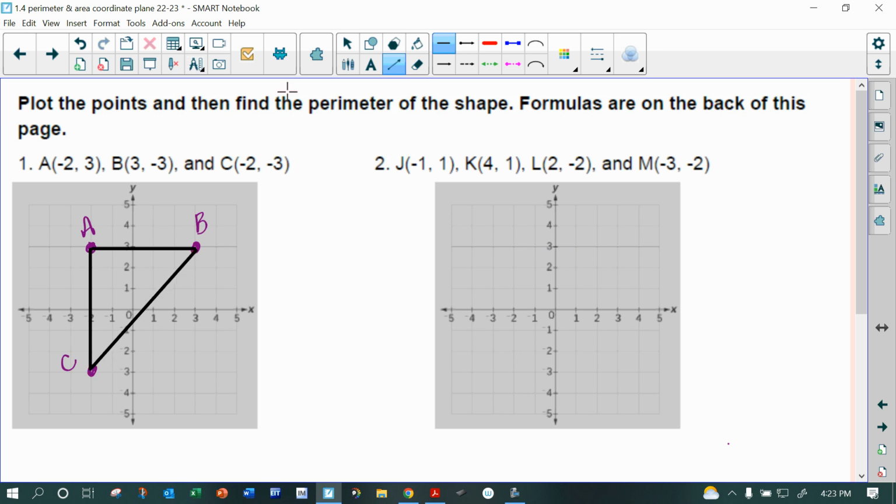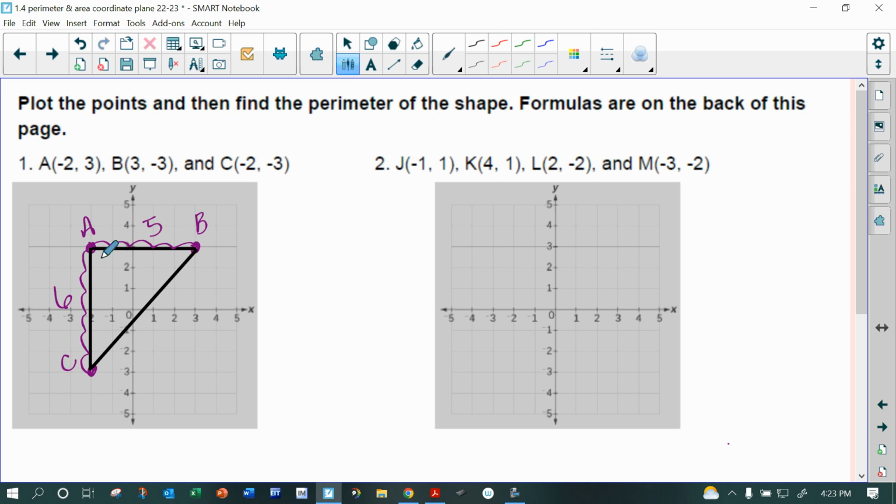In order to find the perimeter, I need to know how long each side is. As long as it's horizontal, it's easy to count. So starting at your points, count your spaces: 1, 2, 3, 4, 5. And as long as it's vertical, same thing: 1, 2, 3, 4, 5, and 6. So this is a 5 by 6.